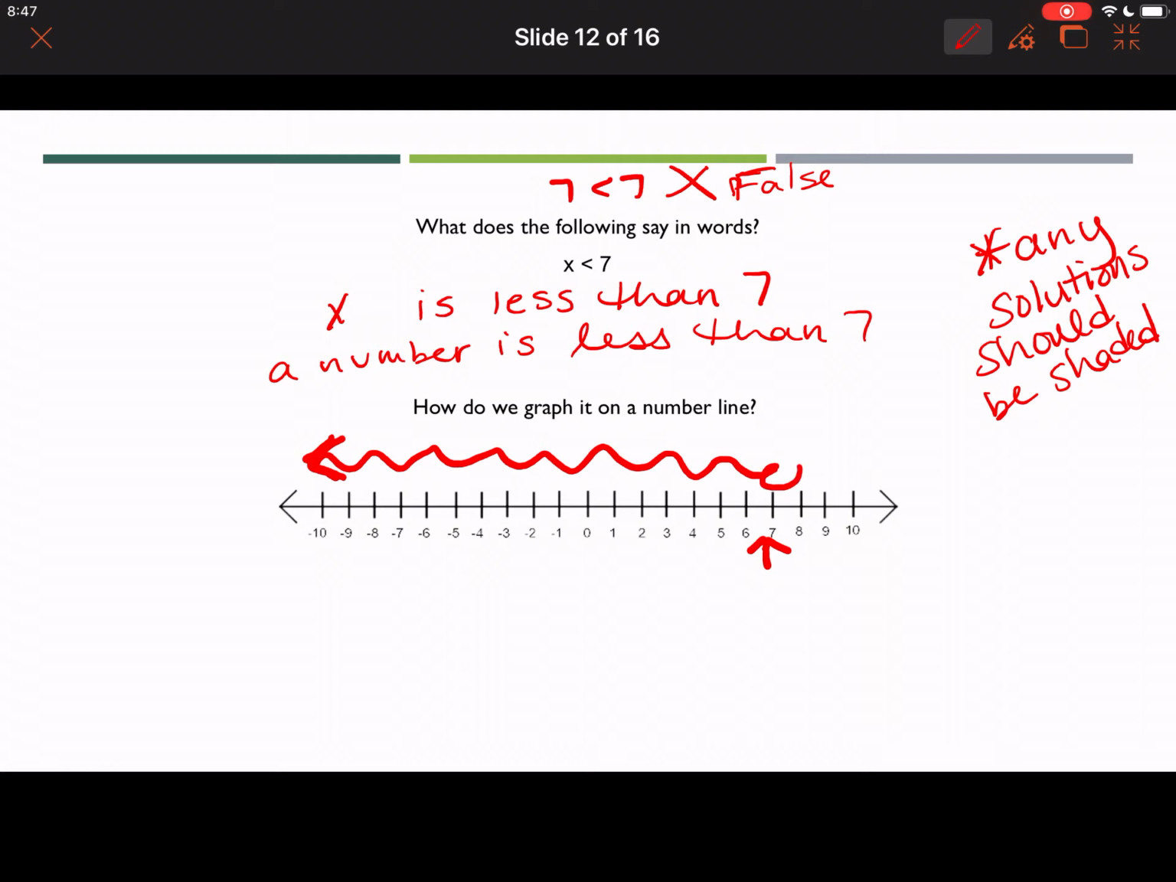So what we do is we use what's called an open circle. So that kind of tells us that we start at the number 7, but we don't actually include the 7. We include like 6.9999999. 6.9999999 is less than 7. It would make that inequality true. So that's shaded according to my picture. All right.